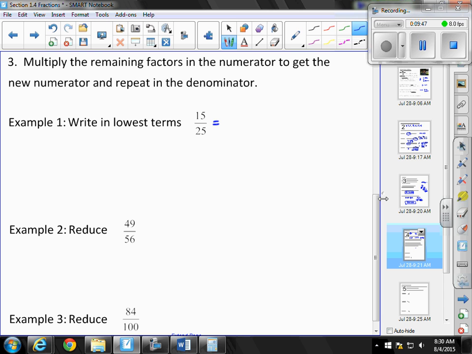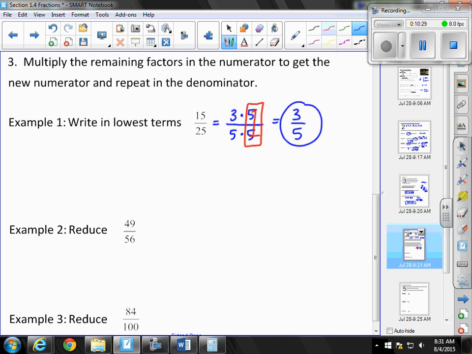So step 1 said to write in prime factored form, 15 is 3 times 5. And same with my denominator, 25 is 5 times 5. Then we're going to replace all the factors that they have in common with 1. So what this means is I have to look for one common factor to the numerator and denominator. 5 over 5, that's the same as saying 1. So I look at what remains in the numerator, in this case just a 3, and in the denominator 5. 15 over 25 is the same as 3/5.